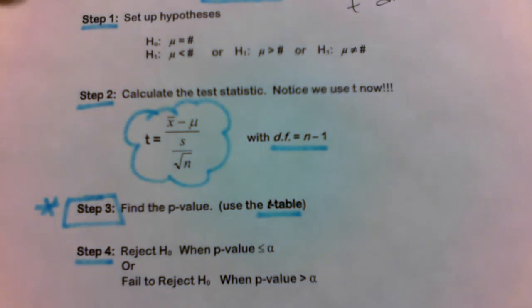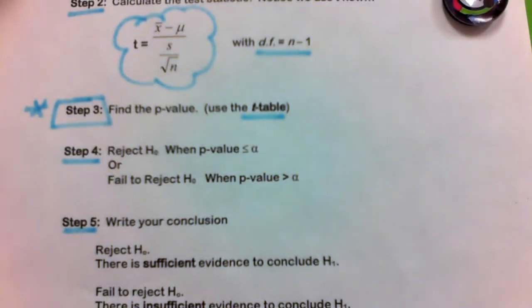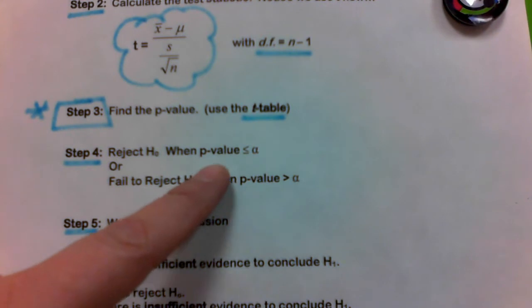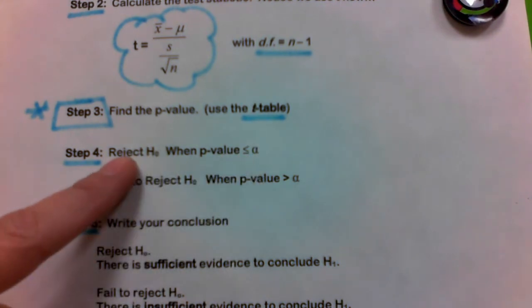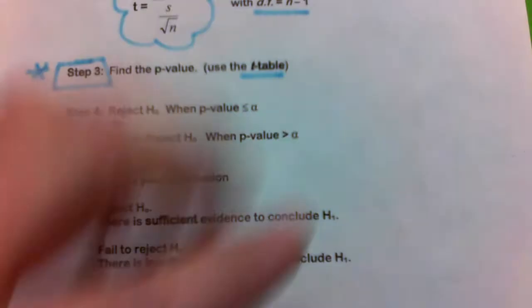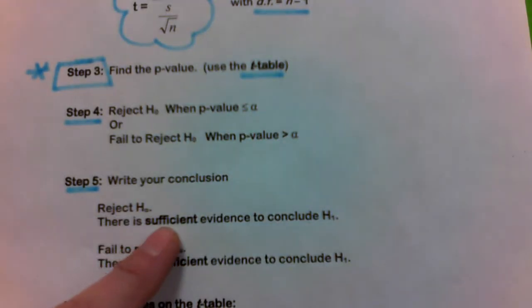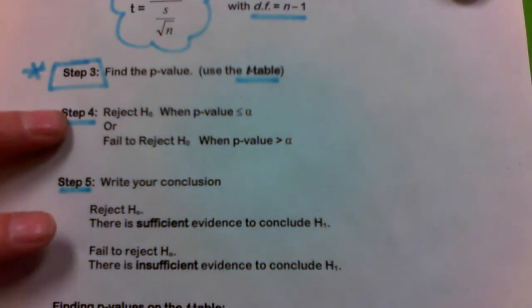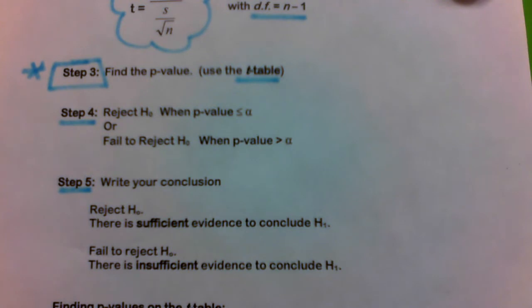Step 4 and step 5, exactly the same as the last section. Step 4 is comparing the p-value to alpha. If it's less than or equal, you reject. If it's greater than, you fail to reject. If you reject, there's sufficient evidence, and if you fail to reject, there is insufficient evidence. 4 and 5 will remain consistent through all of Chapter 8.